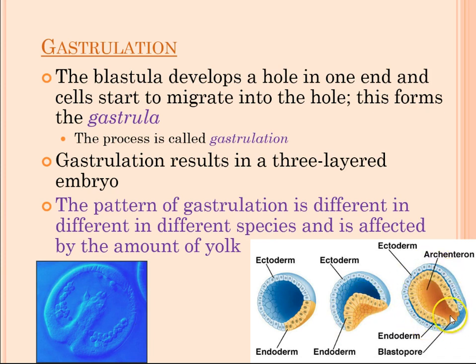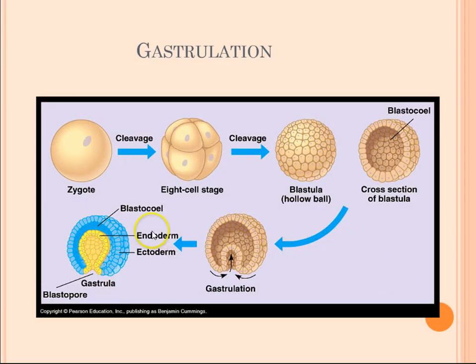So here's the blastopore, right? Here's the ectoderm and the endoderm. And the standard for these is that the ectoderm is blue, the endoderm is yellow, and the mesoderm is red. Okay, so we put it all together.